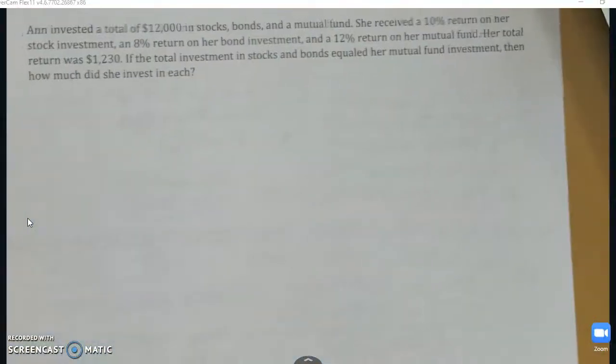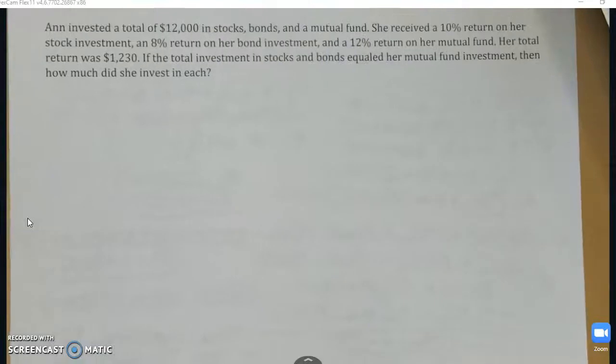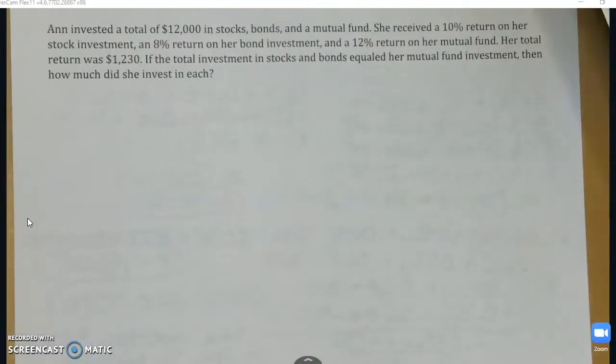Okay, let's do this one more time. I've got another good investment problem. Anne is investing $12,000 in stocks, bonds, and a mutual fund. She received 10% from the stock return, 8% return from the bond, and 12% from the mutual fund. Her total return was $1,230. If the total investment in stocks and bonds equaled her mutual fund investment, how much did she invest in each?